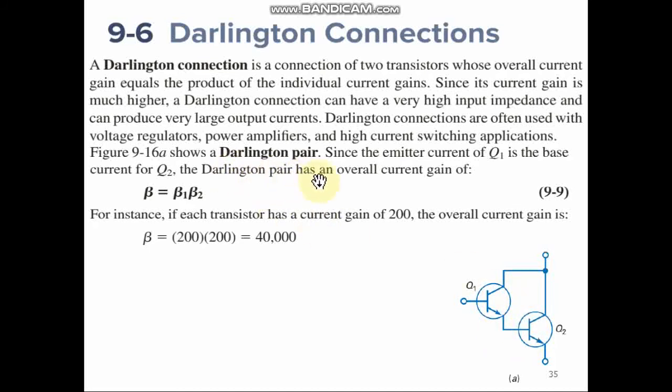The Darlington pair has an overall current gain. Suppose this transistor has current gain beta 1 and this transistor has current gain beta 2, then your overall current gain will be beta 1 into beta 2. So if each transistor has a current gain of 200, your final current gain beta will be 200 into 200, that is 40,000. So this much high current gain you can achieve by using the Darlington pair.